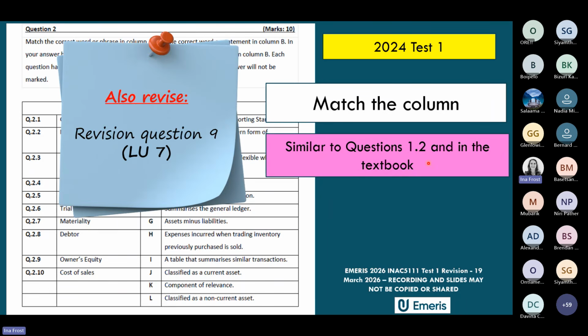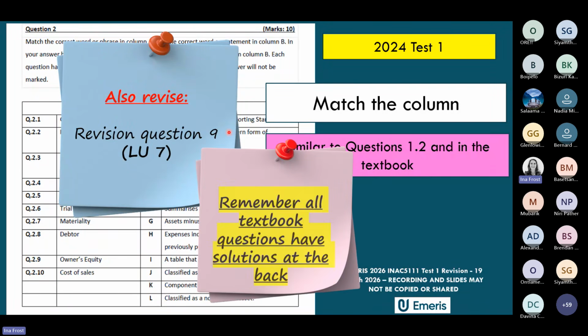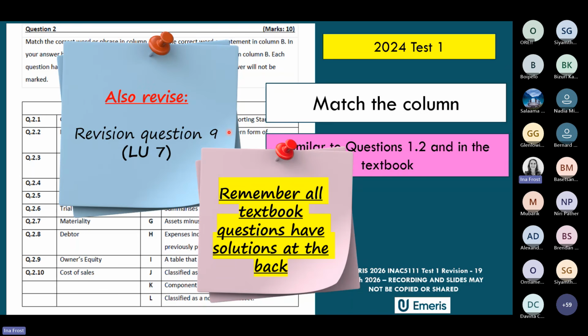And again, remember those extra additional revision questions at the back of your textbook in learning unit number 7. There is a question number 9 that is also a match the column question. So there you can have a second opportunity to test your understanding against these types of questions. And remember again, there are solutions to all the textbook questions at the back of the textbook.